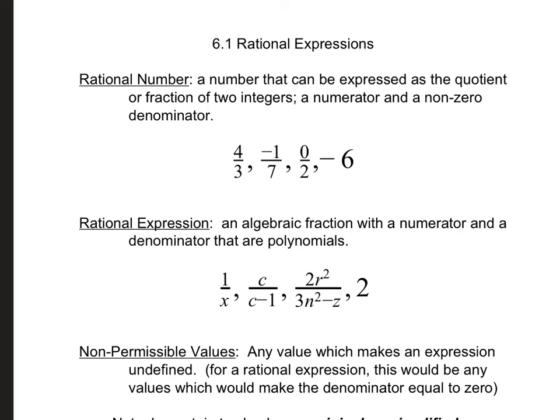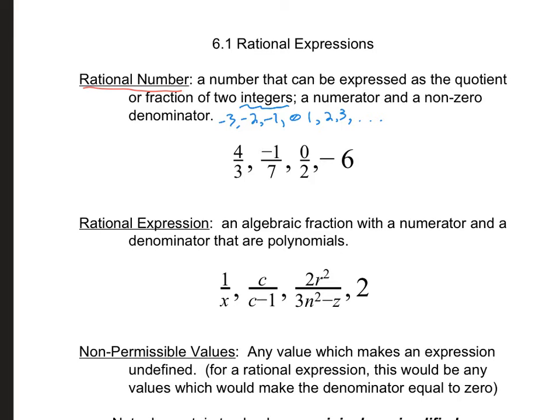We're going to start this unit by looking at rational expressions. Before we talk about expressions, let's just recap what a rational number is. A rational number is the quotient of two integers. Integers are your positive counting numbers, your negative counting numbers, and the number 0. So the quotient of two integers, and the denominator cannot be 0.